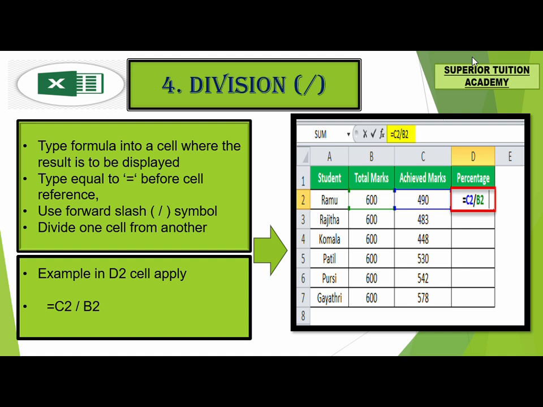Then, to make the division formula in Excel, type the equal sign in a cell. Then type the first cell reference you want to divide, followed by /, followed by the second cell reference, and hit the Enter key to calculate the formula.